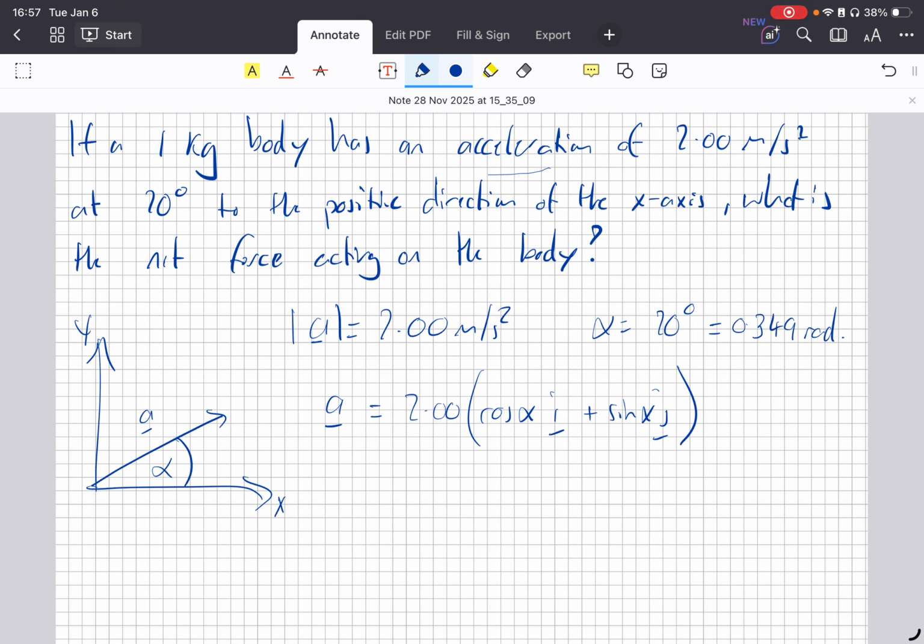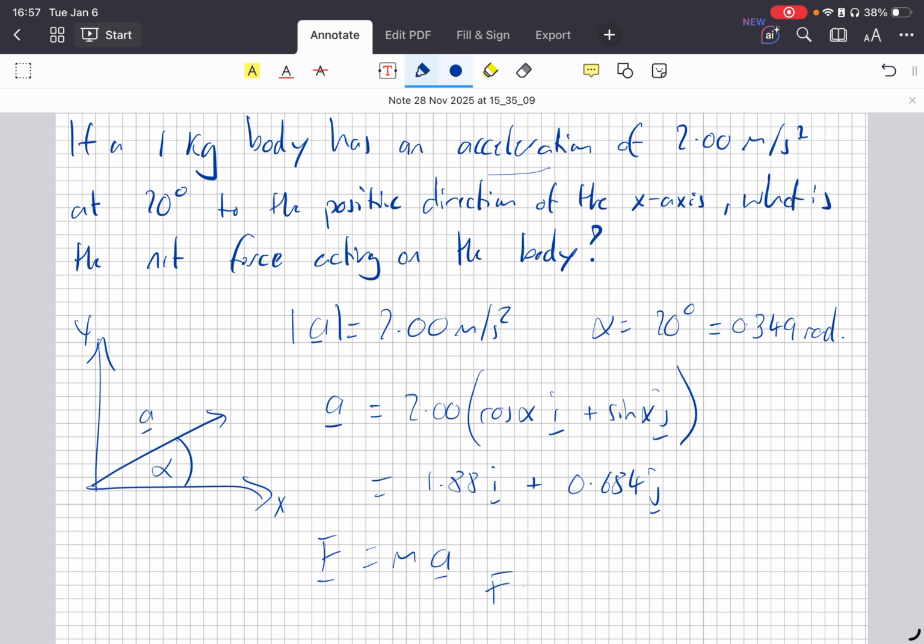Nice and simple. And we can actually substitute in our value of alpha there in order to get what these numbers are. So we will get 1.88i, and we'll get 0.684j. So that's our acceleration in i and j coordinates. And the force then is just the mass times that acceleration. And it's nice and simple because here our mass is just 1 kilogram.